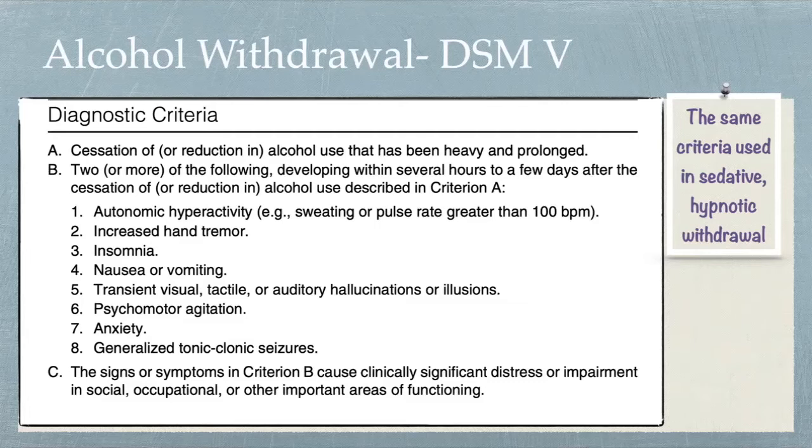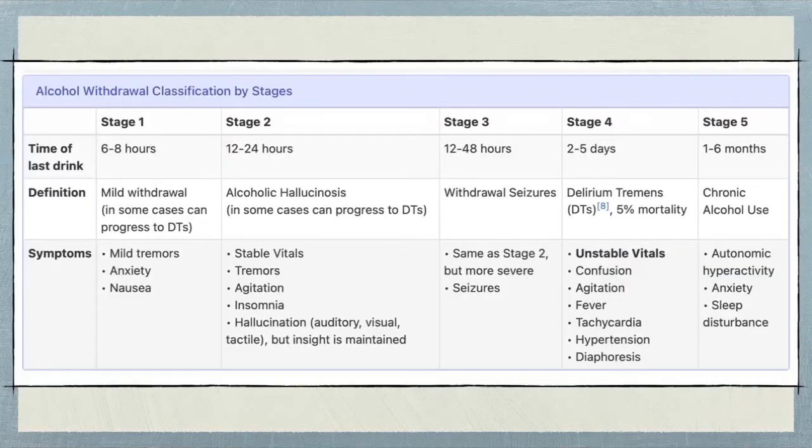We can differentiate the alcohol withdrawal classification by stages depending on the time of their last drink and their respective symptoms. Stage 1 is a mild withdrawal form, where after an individual stops drinking, 6 to 8 hours later mild tremor, anxiety, and nausea can develop. Stage 2 occurs 12 to 24 hours after the last drink, and the symptoms include tremor, agitation, insomnia, and hallucinations.